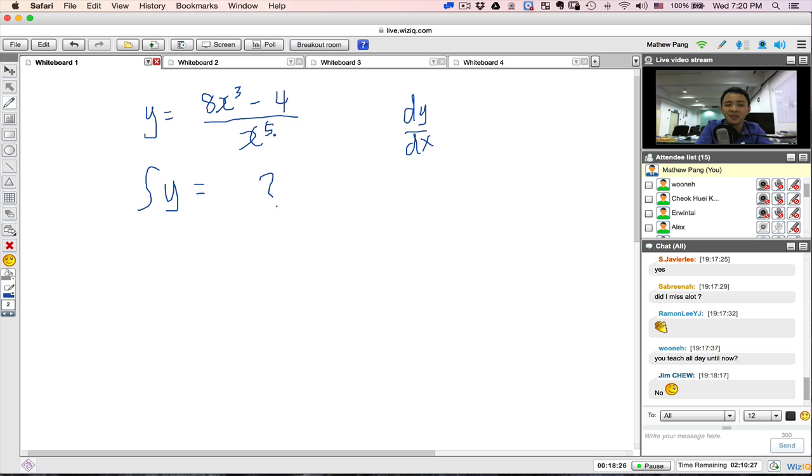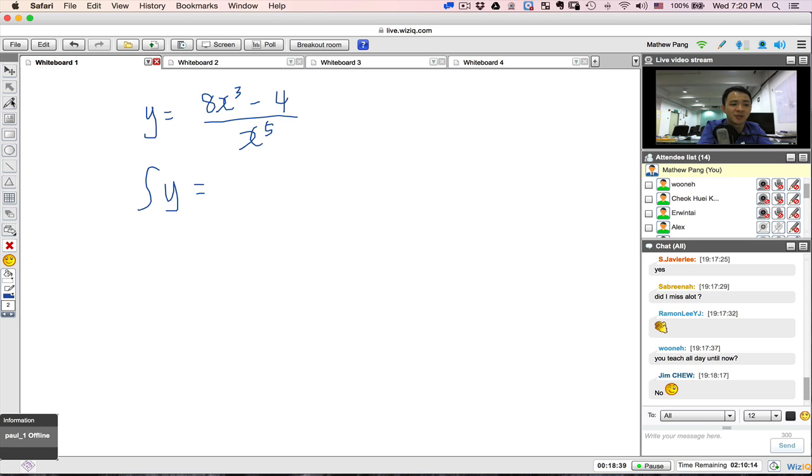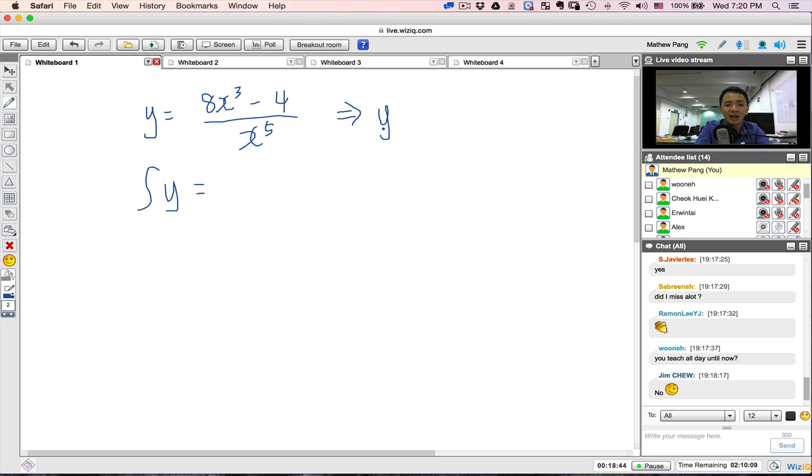So for integration, if you see a fraction like this, the first thing that comes into your mind should be to simplify it. Maybe separate the fraction and try different ways to solve it. So before I start to integrate, I will separate them first: x cubed over x power 5 minus 4 over x power 5. Then I simplify this to get 1 over x squared minus 4 over x power 5.